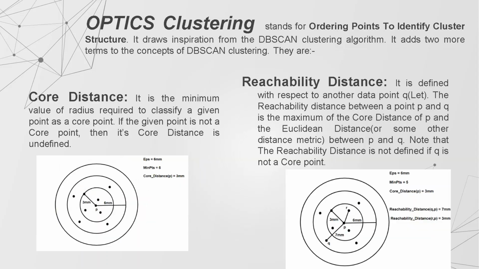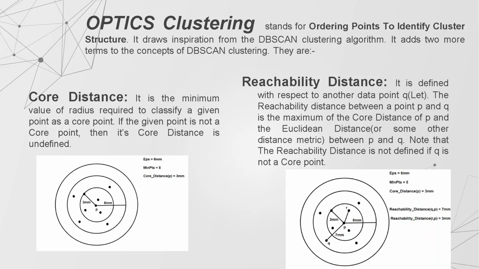Here we have the OPTICS clustering. It stands for Ordering Points To Identify the Clustering Structure. It draws inspiration from the DBSCAN clustering algorithm. It adds two more terms to the concept of DBSCAN clustering. They are the core distance and reachability distance. The core distance is the minimum value of radius required to classify a given point as a core point. If the given point is not a core point, then its core distance is undefined.